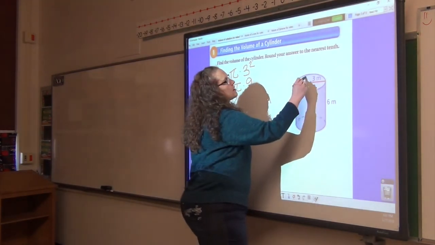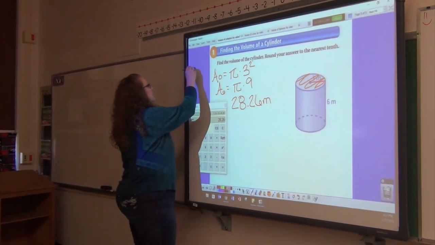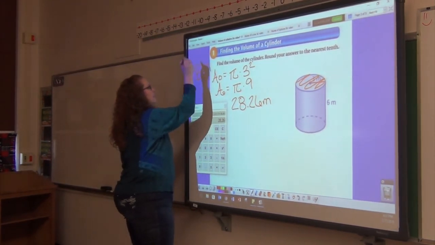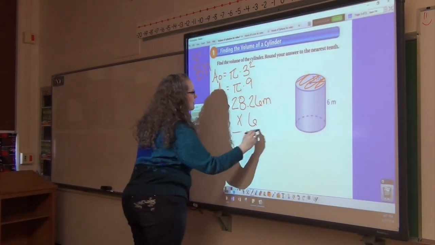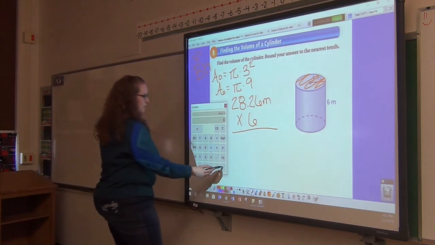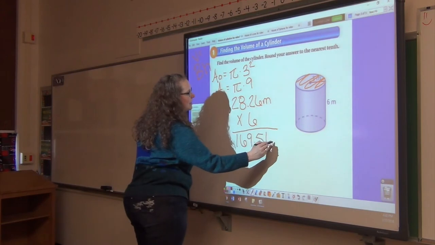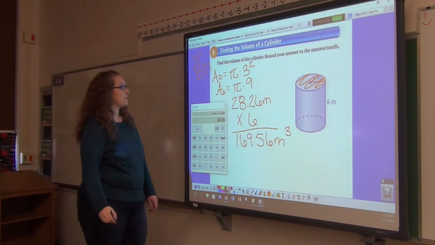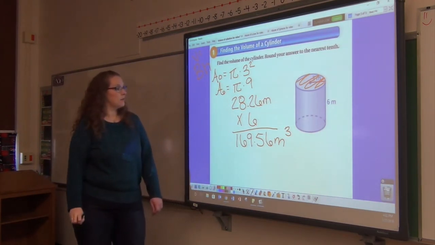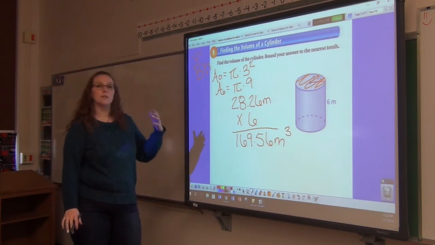It's the area of this top that you see right here. Then you need to multiply that by the height because it is the area of the base times the height. That's our formula for volume. And 28.26 times 6 equals 169.56 meters, and it is volume, so it is cubed. Make sure you label all volume problems as cubed.